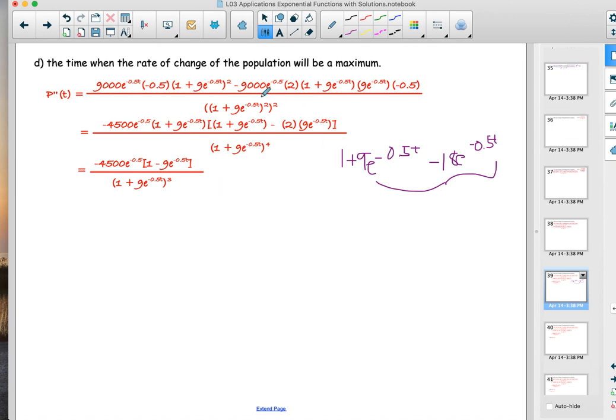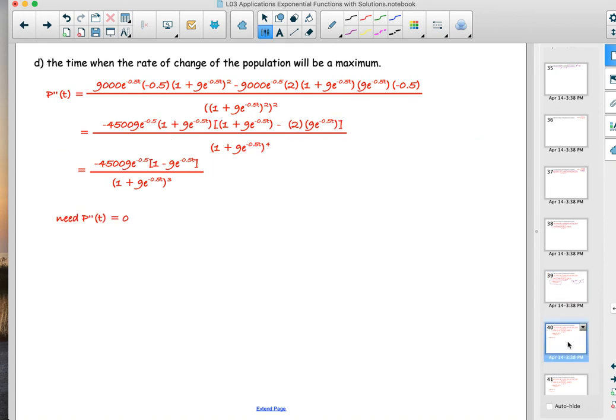The other thing I can do as well is if we take this function squared and we square it, we're going to get 2 times 2, which is 4. So the exponent is 4. I can then divide this piece by this piece and reduce this exponent to 3. So that's going to leave me with negative 4,500e to the negative 0.5t times 1 minus 9e to the negative 0.5t, all divided by 1 plus 9e to the negative 0.5t cubed. There's my final simplified form. And then I just need to figure out when the numerator is 0, because I want to know when the second derivative is 0. So the second derivative will be 0.